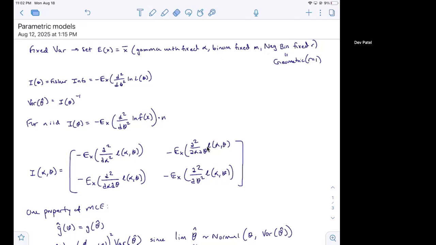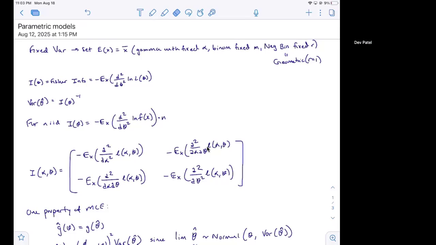Now for n IID, n independently and identically distributed, Fisher information is equal to the negative expected value with respect to x of the second derivative with respect to theta of the natural log of the actual function, times n. Because it's n identically distributed and independent, you can just take the expected value with respect to x and then multiply that by n, which represents the sample size.